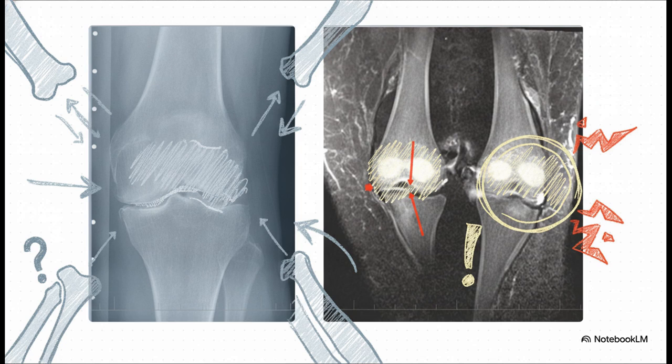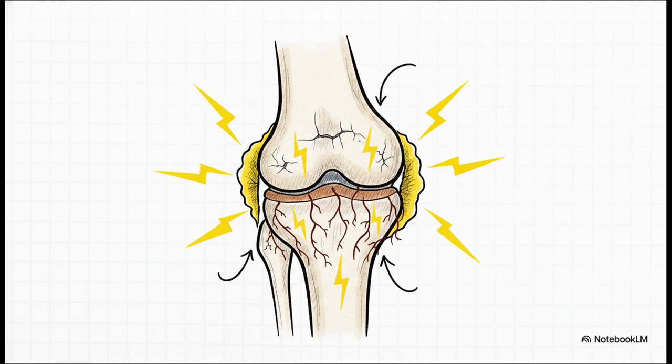MRIs reveal the soft tissues and the bone marrow. You start seeing these intense areas of signal deep in the bone. Those are bone marrow lesions. They represent actual edema, microcracks, and scarring inside the bone itself, all caused by that intense focal mechanical stress. So, the huge takeaway here is that the pain is coming from outside the cartilage.